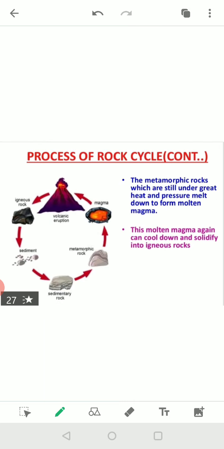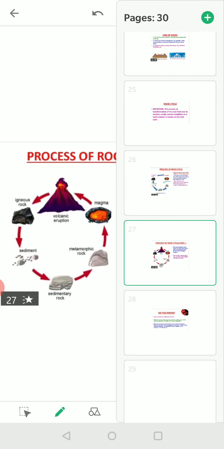Now, this metamorphic rock, which is still under great heat and pressure, melts down once again to form molten magma. When this metamorphic rock goes beneath the surface of the earth, because of the great heat and pressure exerted there, it changes into molten magma. This molten magma again cools down and solidifies into igneous rock. Now see, the same process will continue. Whenever there is a volcanic eruption, it comes out again and forms igneous rock.